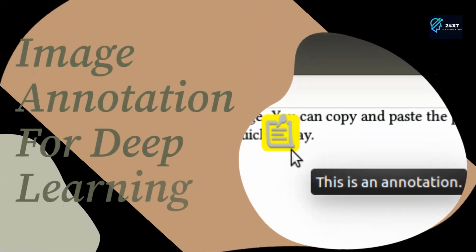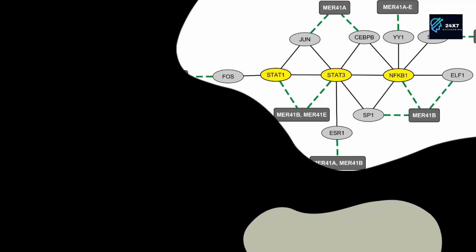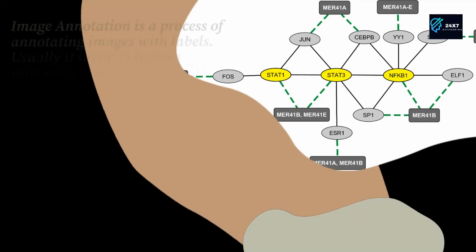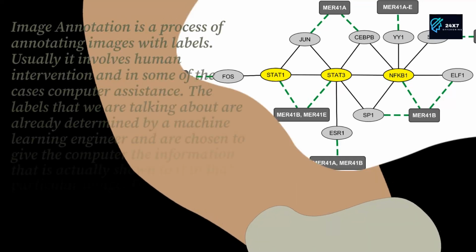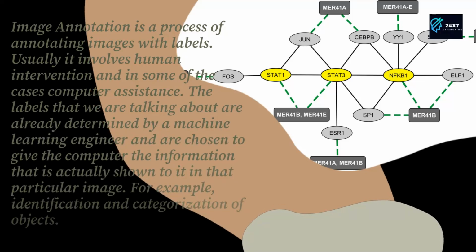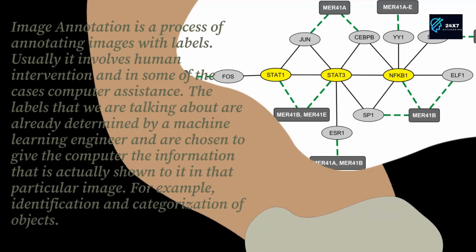Image annotation for deep learning. Image annotation is a process of annotating images with labels. Usually it involves human intervention and in some cases computer assistance. The labels that we are talking about are already determined by a machine learning engineer and are chosen to give the computer the information that is actually shown to it in that particular image.